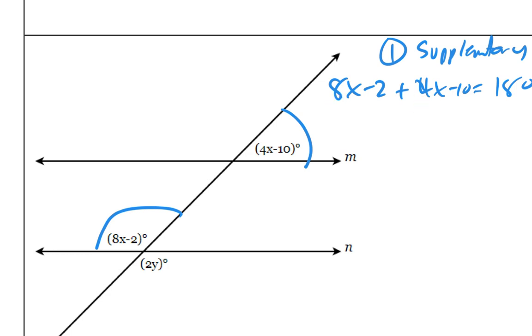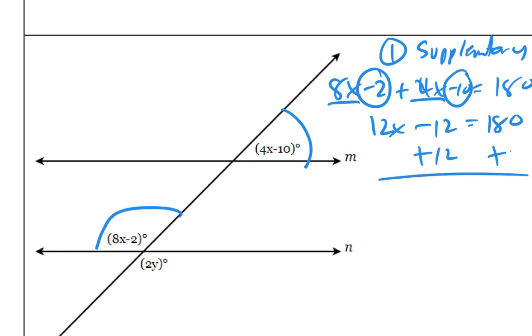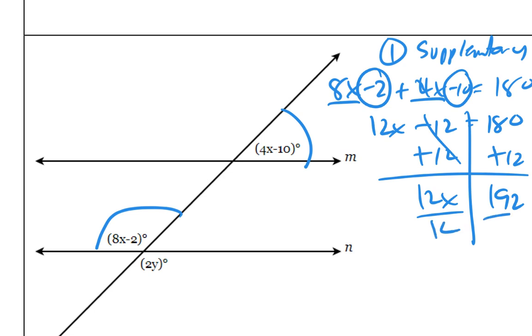So let's add our x's. We have 8x and 4x. We're going to say that's 12x. We have negative 2 and negative 10. That's negative 12, equals 180. So we're going to add 12. We're going to add 12. That cancels out. 12x equals 192. Now we're just going to divide both of those by 12. So that gives us x equals 16.